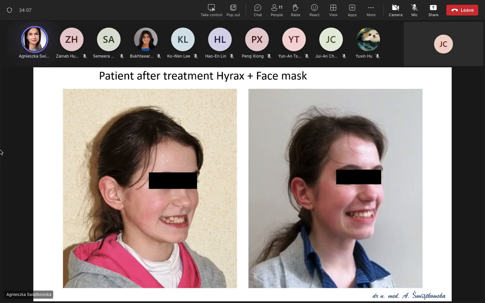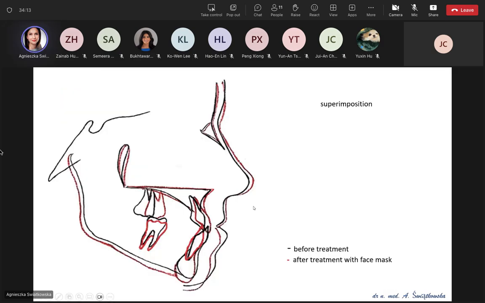And this girl was treated with Hyrex and face mask, superimposition of the cephalometric X-ray. Black color is before, red after treatment. And look what happened skeletally. This is maxillary bone. So protraction, distance, so forward movement of the upper jaw. It was not huge. Usually we achieve about 2.5 millimeter of protraction of upper jaw.